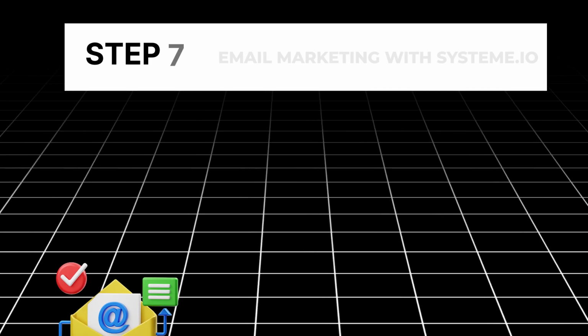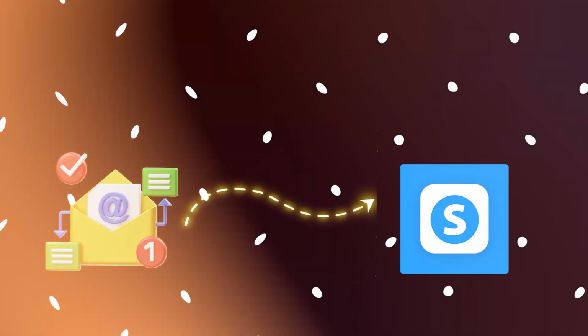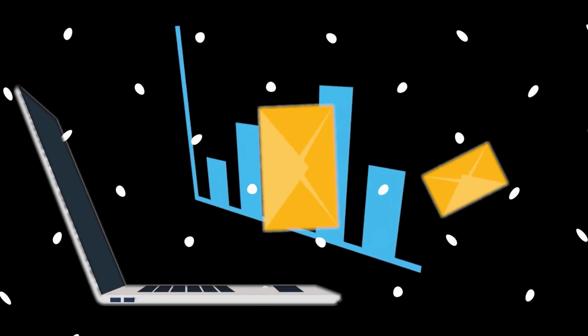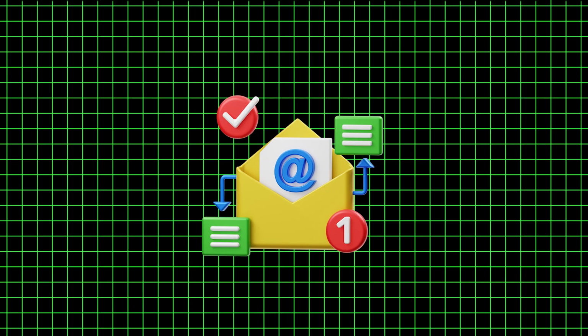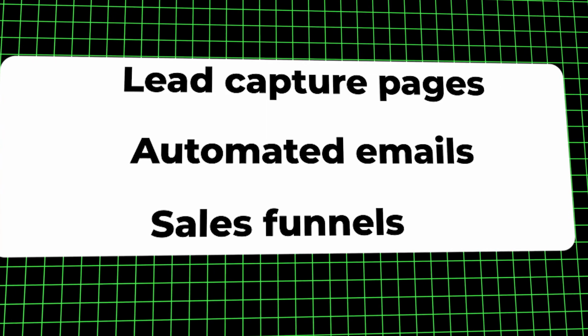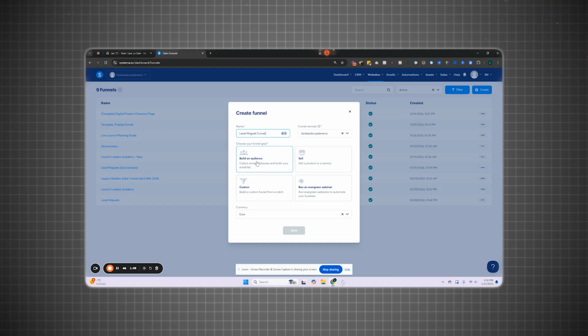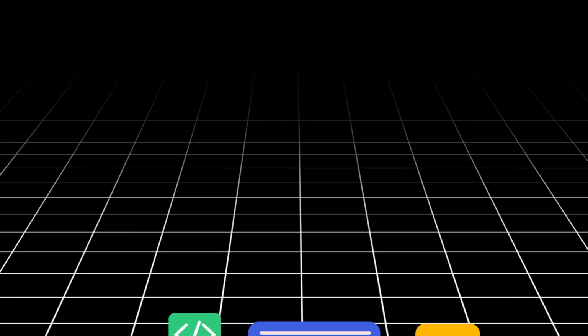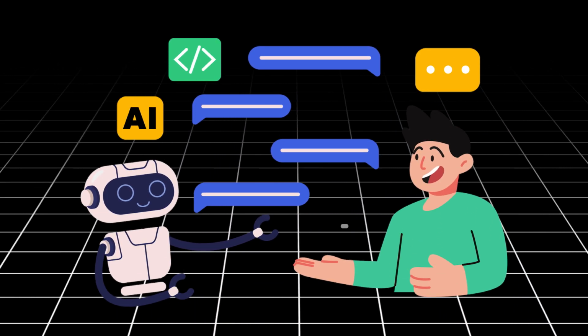Step 7. Email marketing with System.io. Now to scale your business, do email marketing with System.io. Email marketing is still king, and AI tools help you create lead capture pages, automated emails, and sales funnels. System.io demo: create a lead magnet landing page, connect it to an email sequence, and schedule welcome plus upsell emails. Use ChatGPT for copy. This entire flow can run without you lifting a finger.